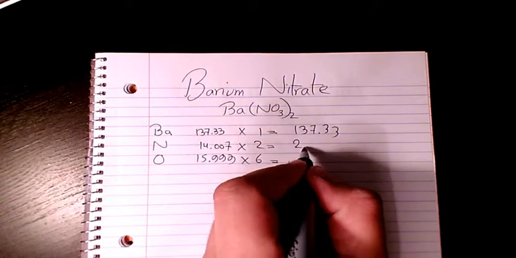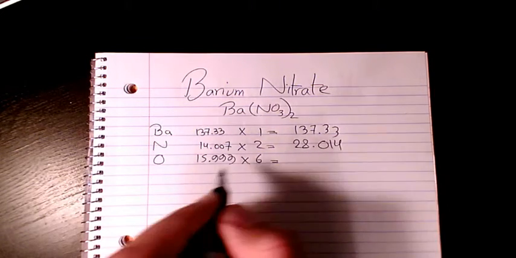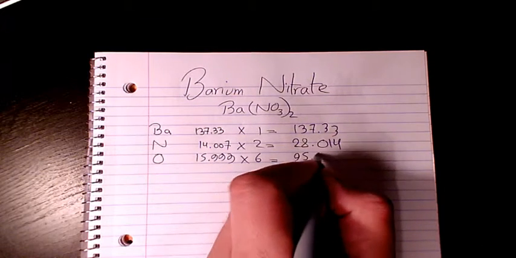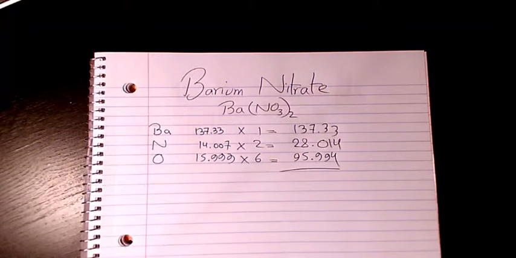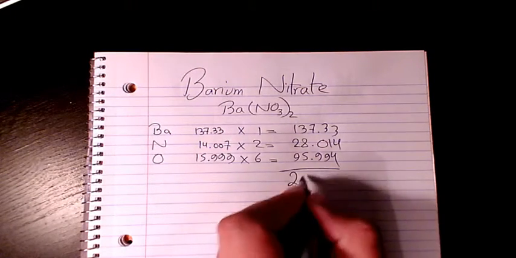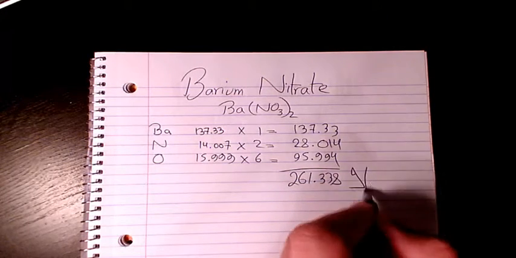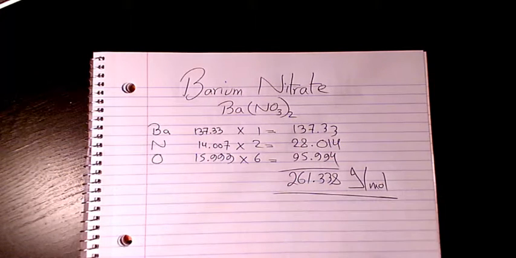This one is 28.014, and then for 15.999 times 6, that makes it 95.994. That makes it 261.338 grams per mole. So that's the molar mass or molecular weight of barium nitrate.